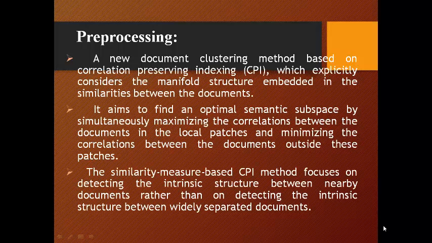The similarity measure based CPI method focuses on detecting the intrinsic structure between the nearby documents rather than on detecting the intrinsic structure between the widely separated documents.